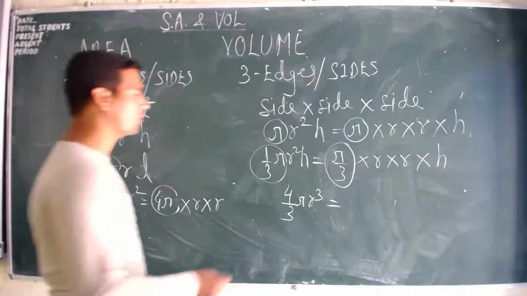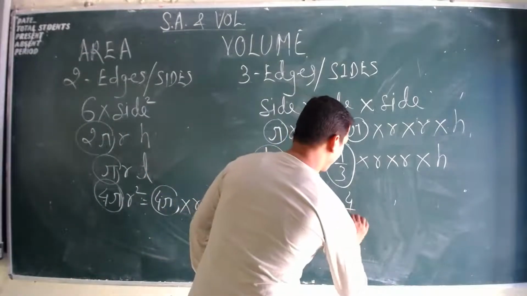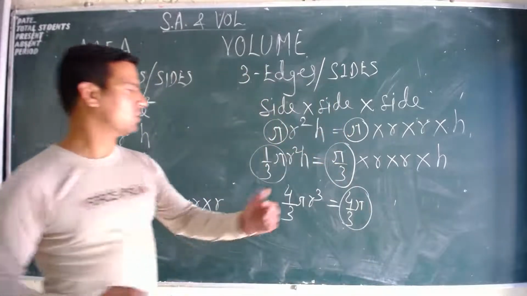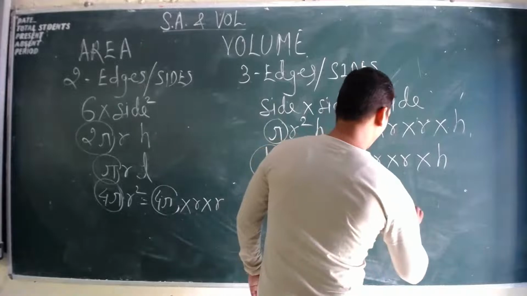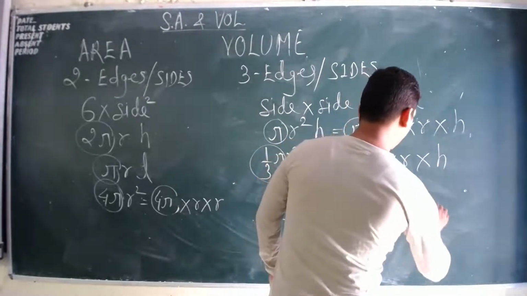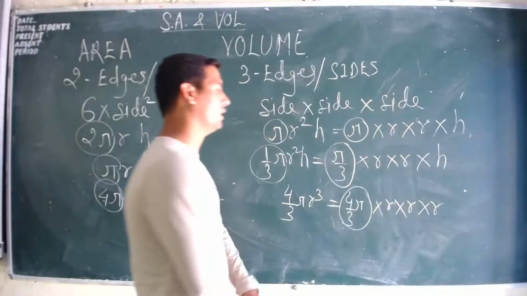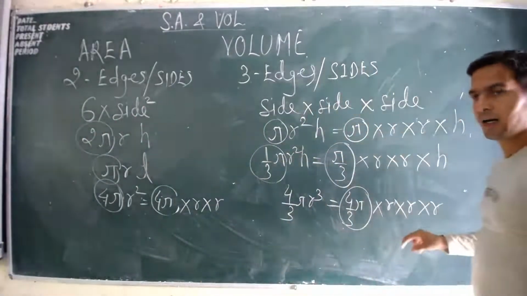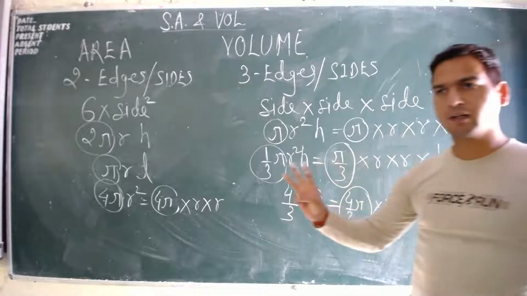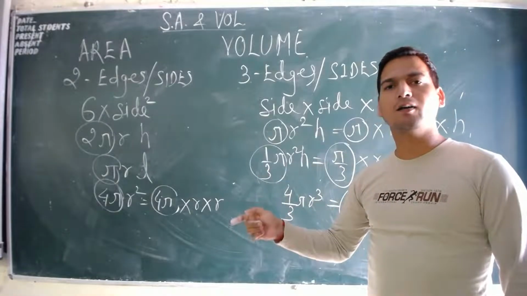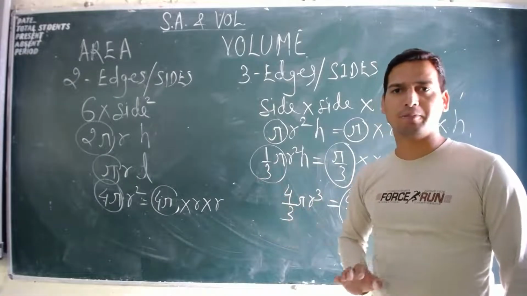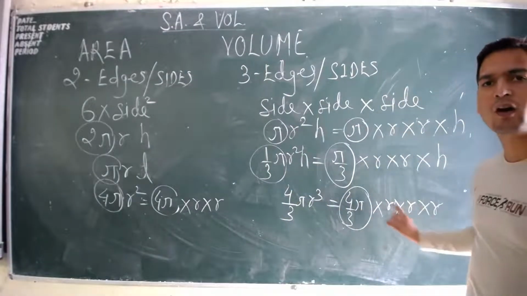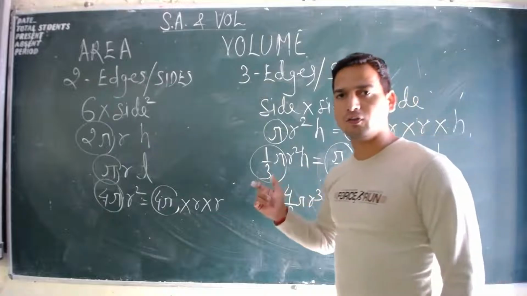Again, 4 by 3 pi is constant. Now three edges. First edge is r, second edge is r, and third edge is also r. Again here three edges are used. Though all three edges are same, radius, but in counting there are three. That's why this is the formula of volume of sphere.